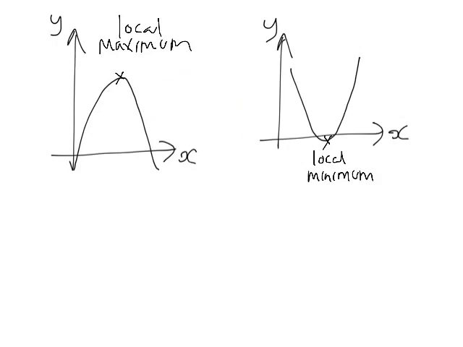So what we can see for a maximum is that the gradient changes from being positive to equal to 0 to being negative. And for a minimum, the gradient changes from being negative to being equal to 0 to being positive. So these are two types of turning points or stationary points, a maximum and a minimum.